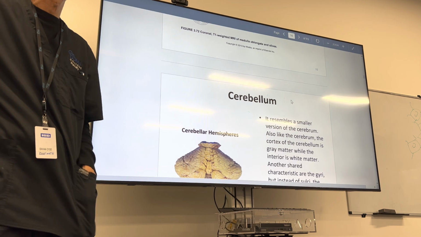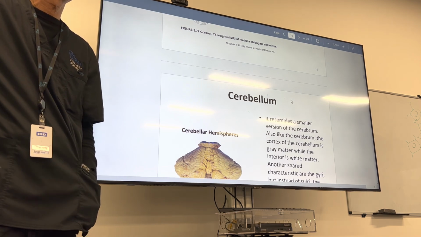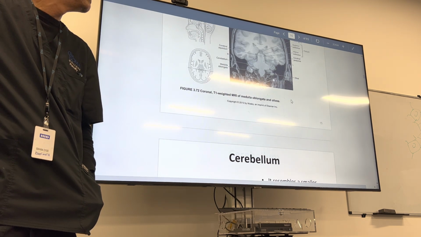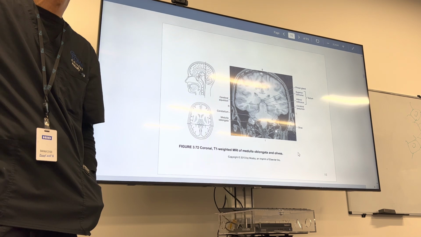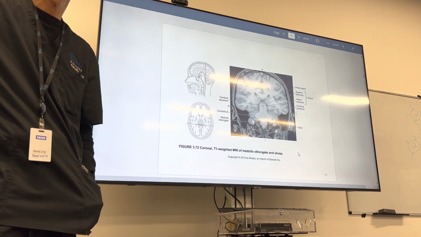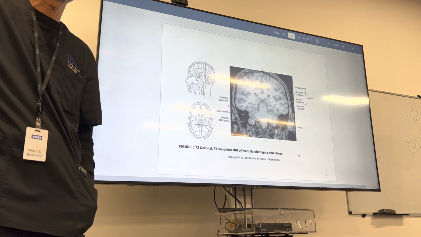Any question? No? In the previous image, what was the difference between the olive and the medulla? The olives are nuclei. The nuclei belong to the medulla. Okay. It's within the medulla, those. Yeah.